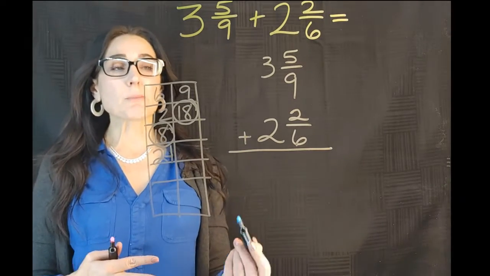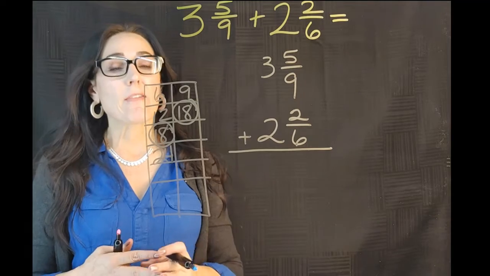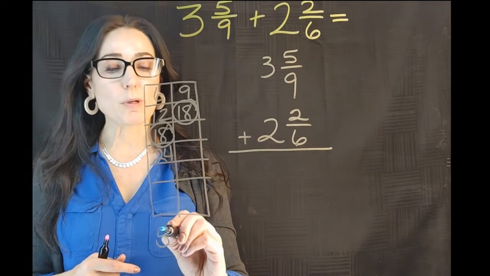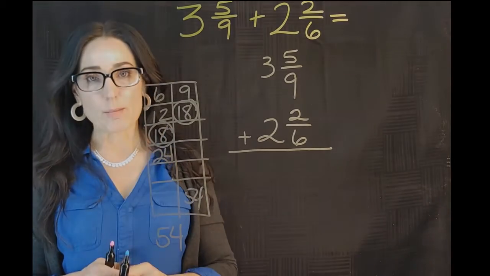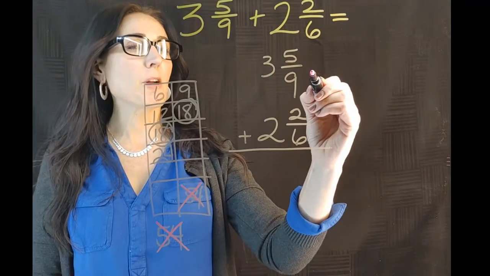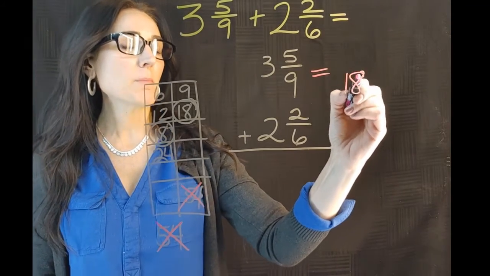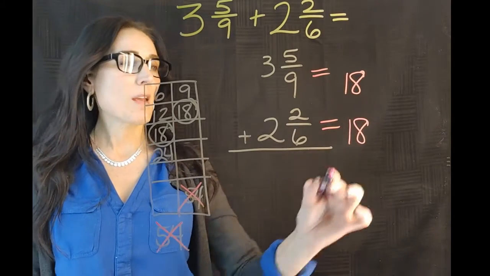Now some students might have used 54 because they think 9 times 6 is 54. And that is a common denominator, but that would be way down here. Okay, and you want to always use the least common denominator. All right, so we're not going to use 54. We're going to use 18. So I'm going to make this equal to 18 and set this up to make an equivalent fraction.